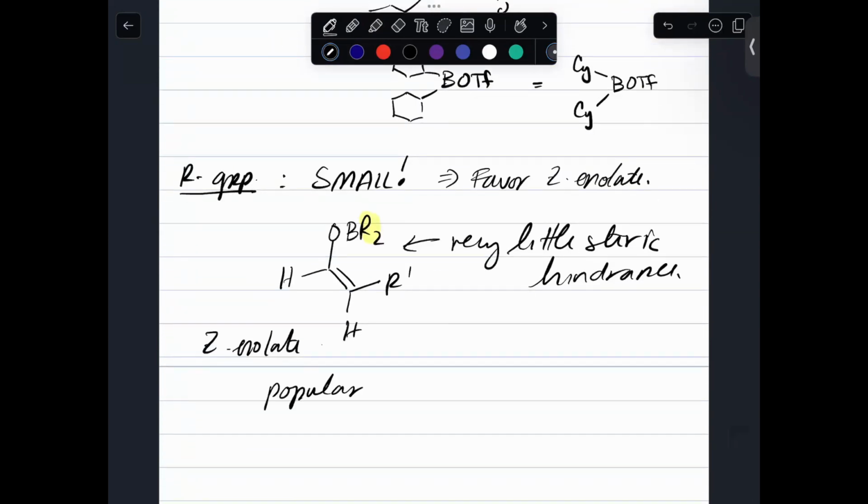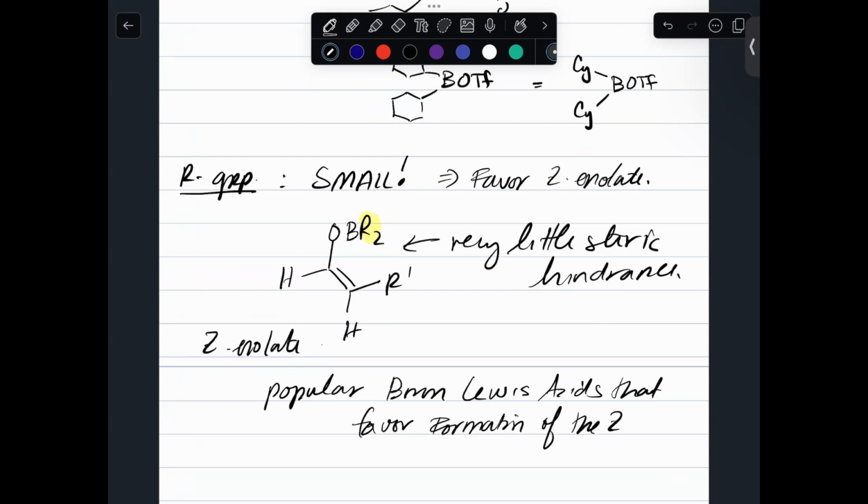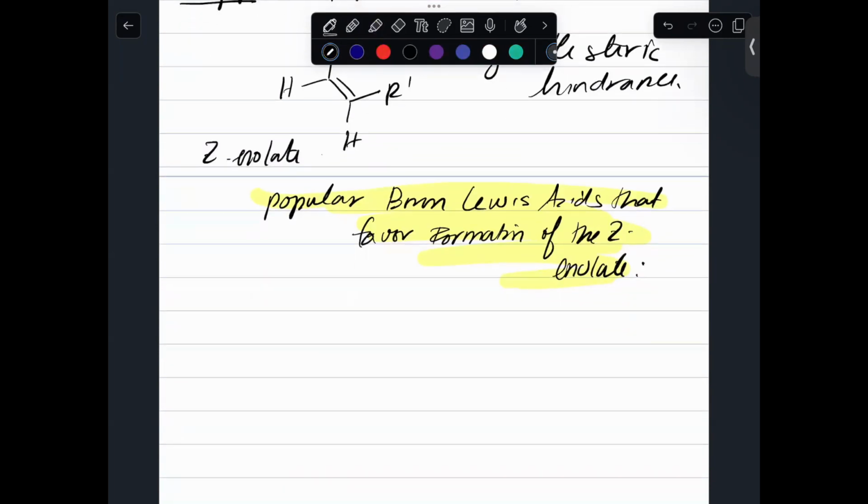And so some of the more popular R groups, popular boron Lewis acids that favor formation of the Z-enolate are small methyl groups on my boron, surprisingly, phenyl groups on my boron. Well, Dr. Lucero, how can you have phenyl groups?